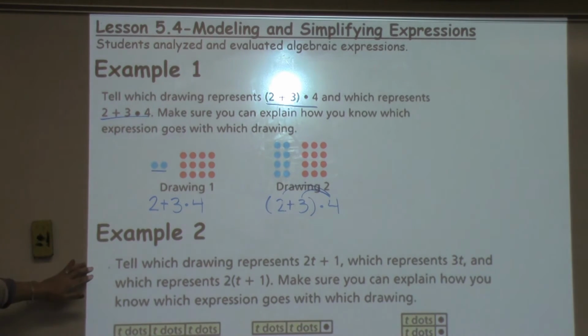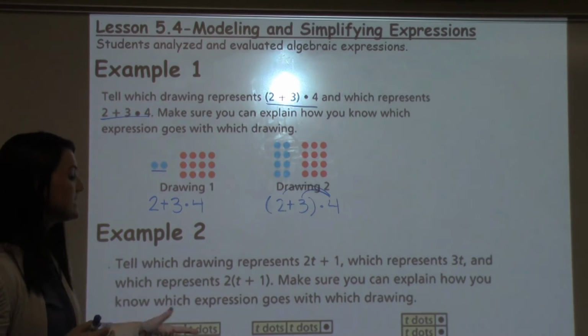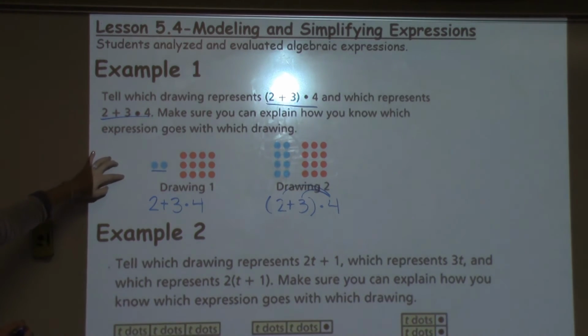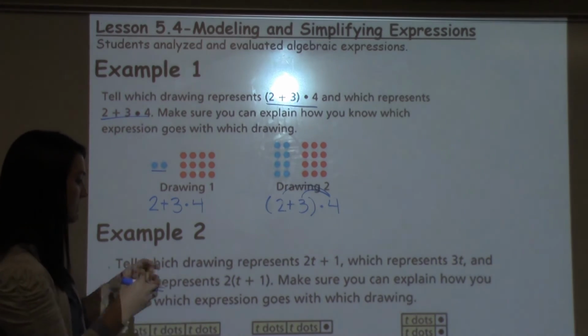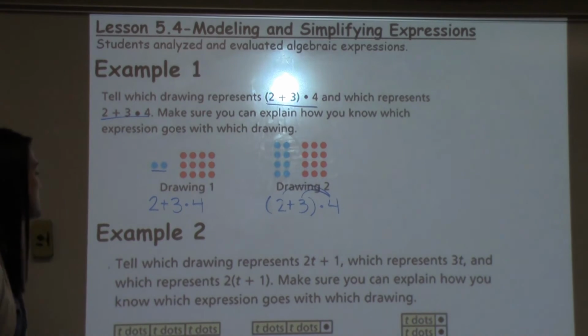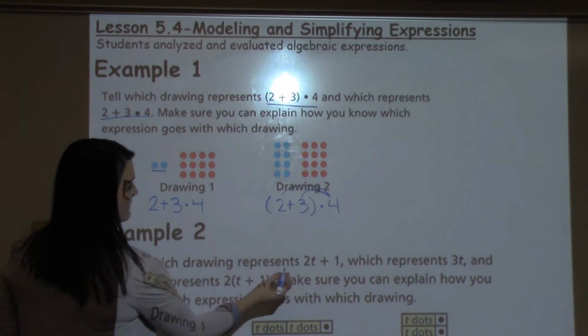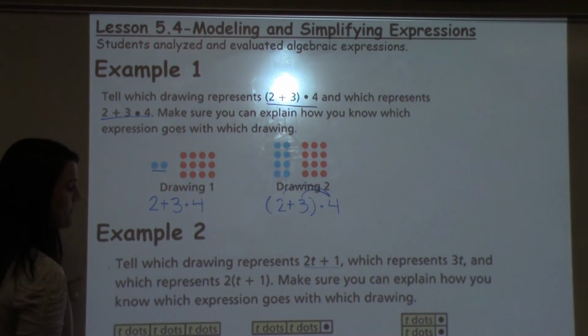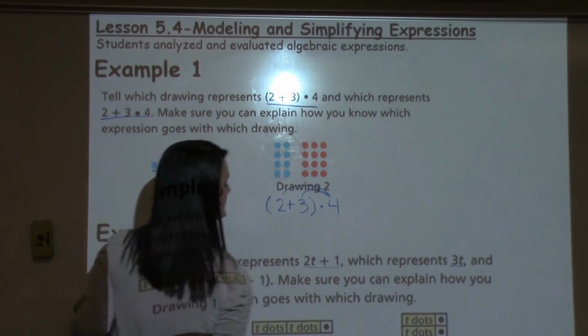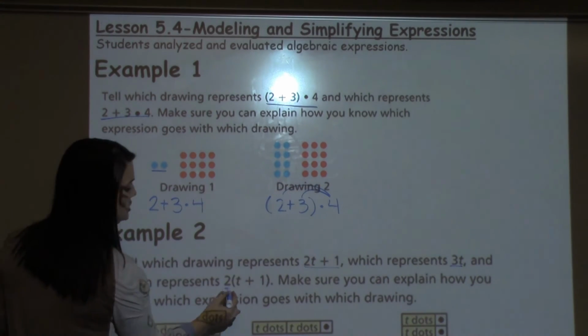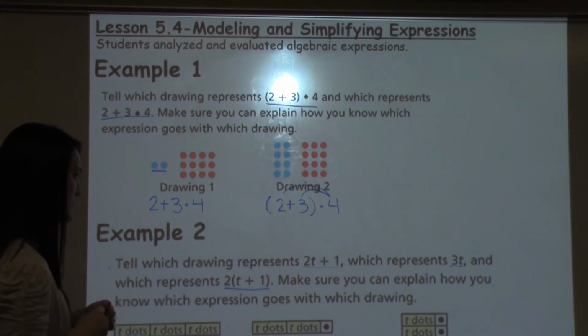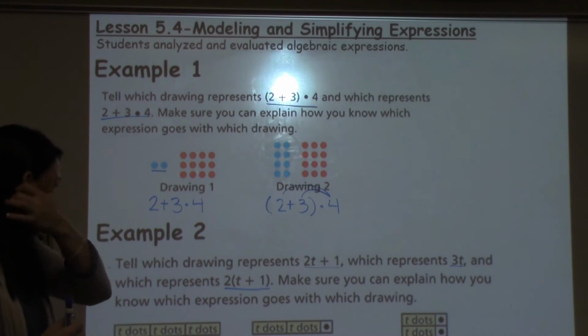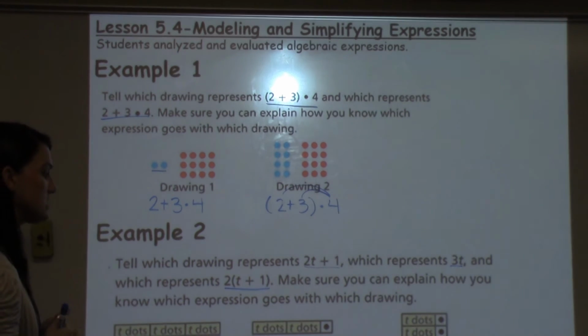The next example, again, wants me to match different expressions to different drawings. Now these drawings look different than the ones that I had in example 1, where they're more blocks and just kind of looking at blocks and then also dots. So it says, tell which drawing represents 2t plus 1, which represents 3t, and which represents 2 times t plus 1 in parentheses. Make sure you can explain how you know which expression goes with which drawing.